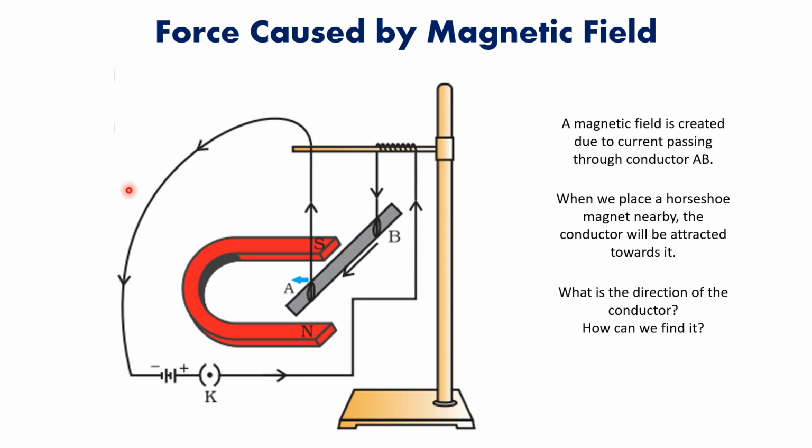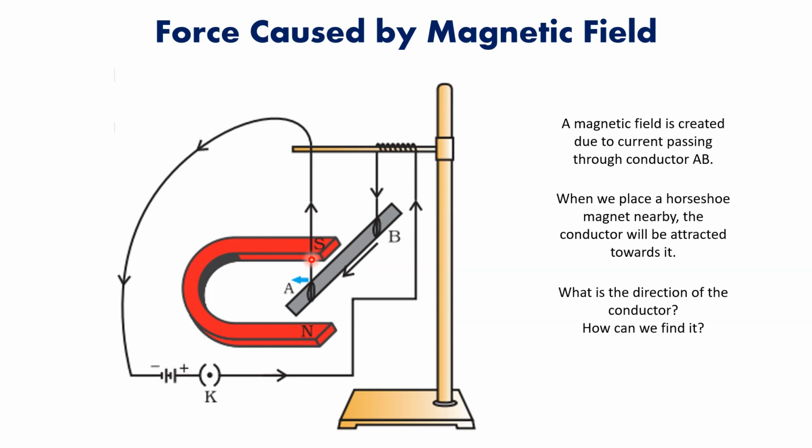We have a current passing through this entire setup. We have a conductor over here, a battery, and a switch, and the current is flowing through this conductor. According to Oersted's experiment, this conductor has its own magnetic field since the current is passing through it. The horseshoe magnet also has a magnetic field. So will the conductor be attracted towards the magnet? And even if it is, what is the direction and how can we find it?